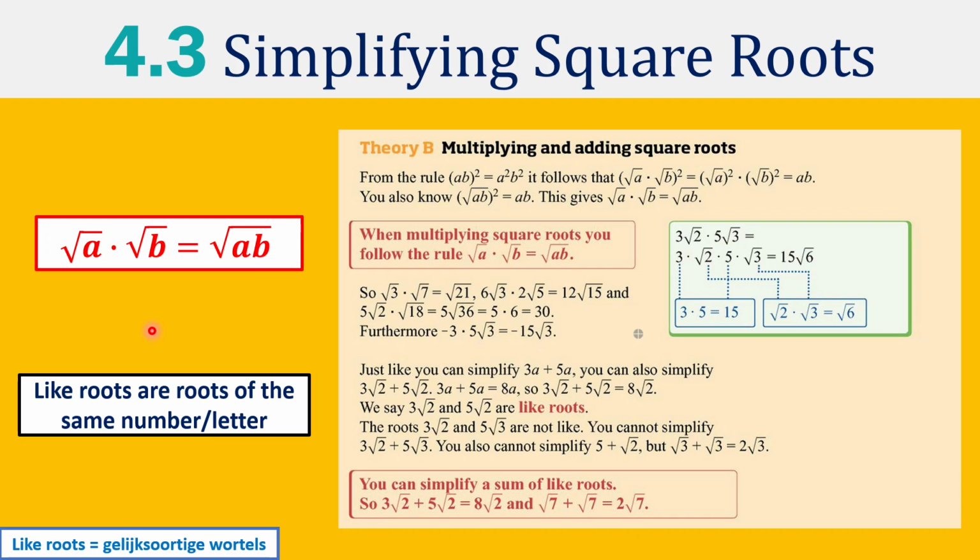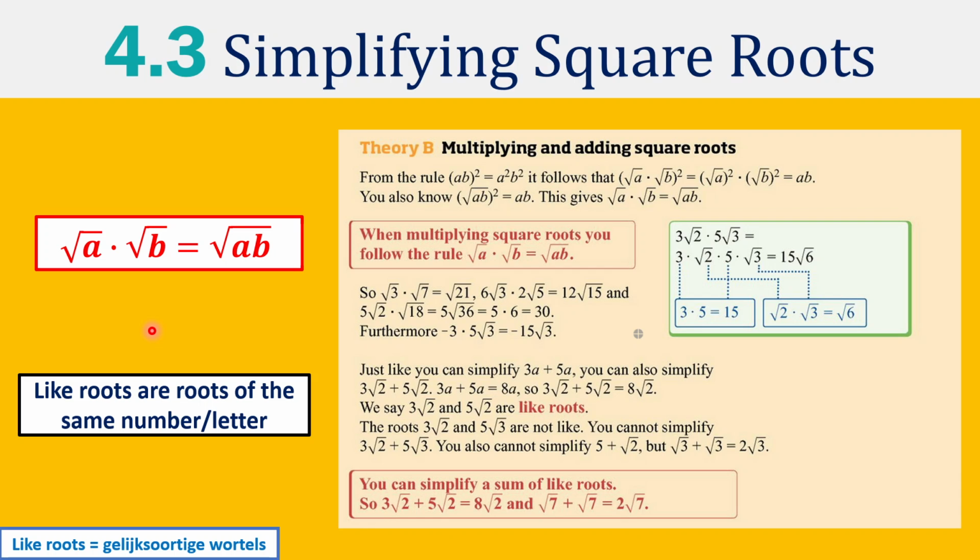Welcome back everyone. We're going to discuss theory B of 4.3 today, and we're going to discuss two different operations that you can do with square roots: multiplying and adding. And for adding and subtraction, the same rules apply, so you can even say three different operations. The new one that I want to start with is multiplying with square roots.